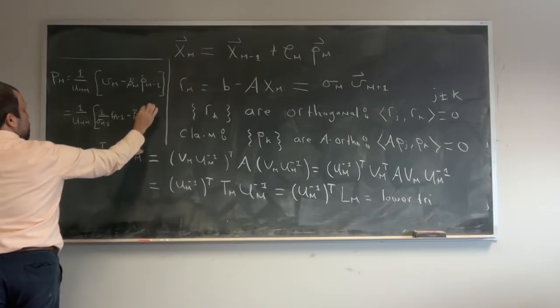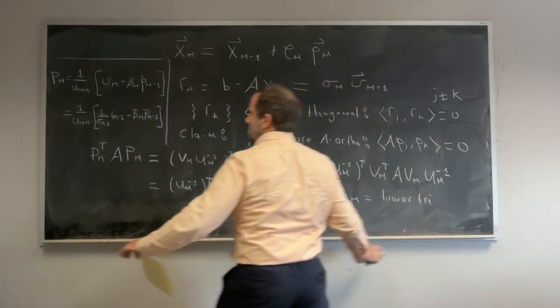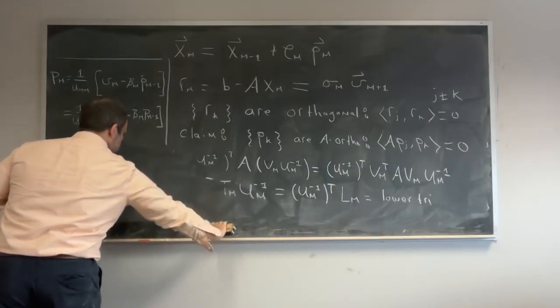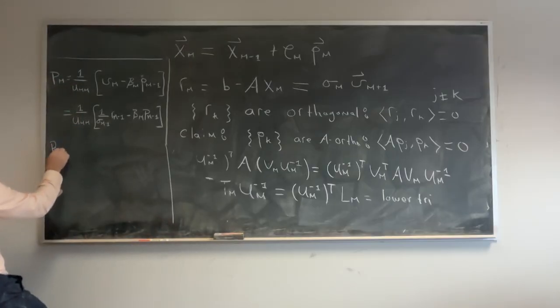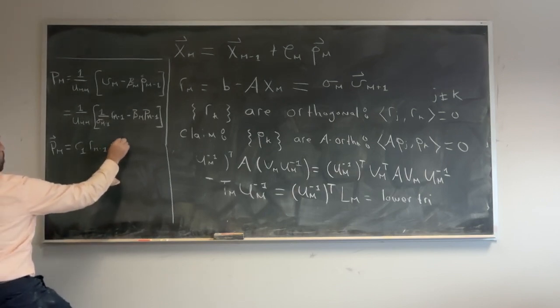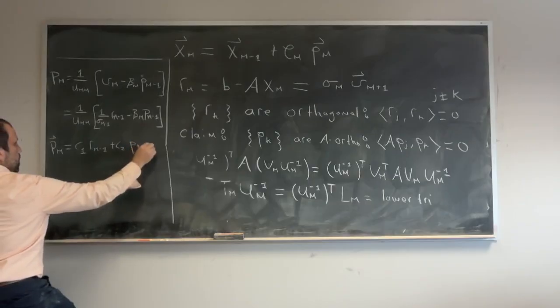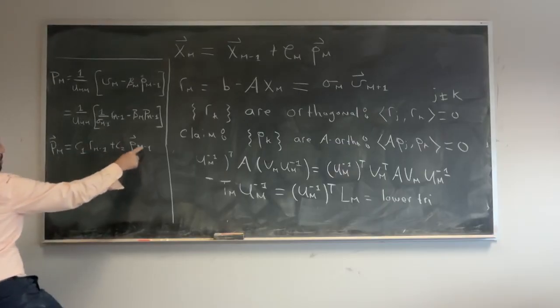Minus beta_m p_{m-1}. Now, the important thing here, the thing that I want to conclude that we are going to be using in the next part of this video, is that the vector p_m is a linear combination of R_{m-1} and p_{m-1}. So p_m is going to be equal to some scalar I'm going to call C1 times R_{m-1} plus another scalar that I'm going to call C2 times p_{m-1}. So p_m is in the linear span of R_{m-1} and p_{m-1}.